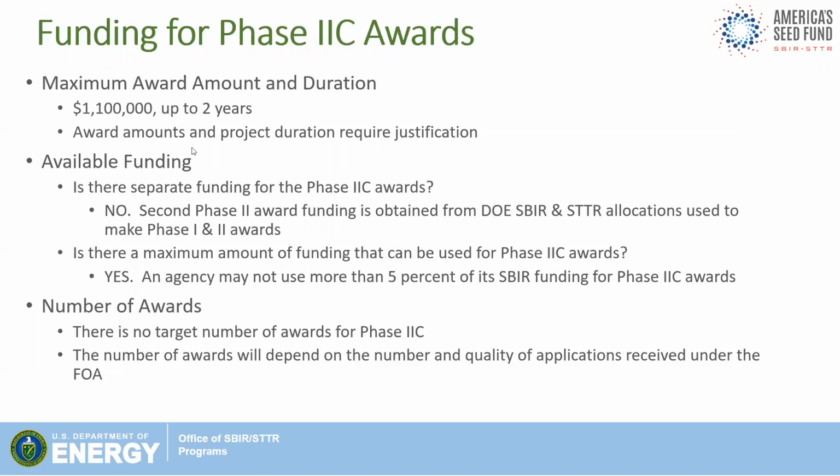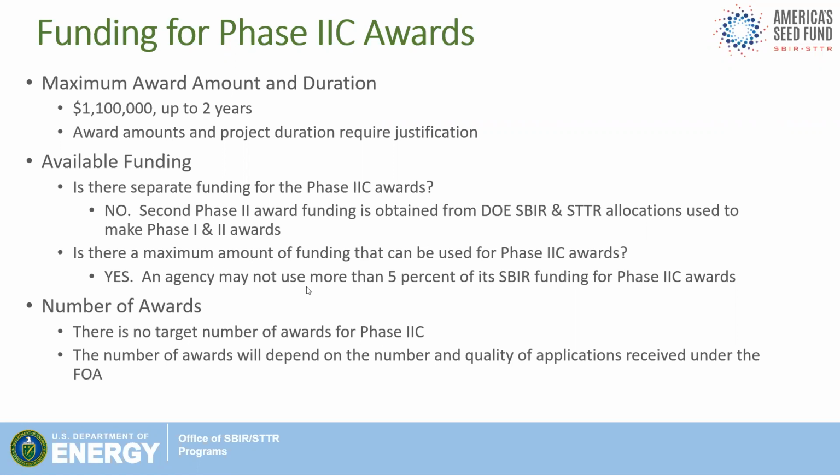The phase 2C award maximum amount is 1.1 million. Duration is up to 2 years. The requested amount and duration require justification. There's no separate funding for this. Again, it's all from the SBIR, STTR pot of money. And in this case, SBIR only.